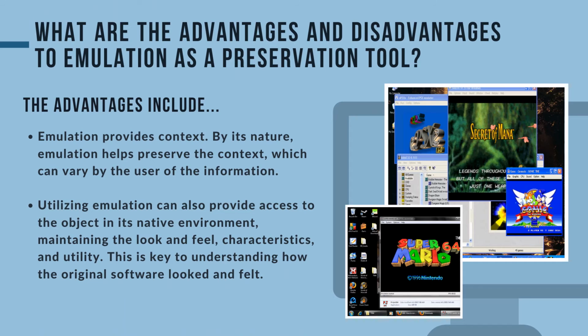Now that we know what emulation can be defined as, what are the current advantages and disadvantages to emulation as a preservation tool? First, the advantages. One advantage of emulation is providing context. By its nature, emulation helps preserve the context of an item, which can vary by the user of the information. Utilizing emulation can also often provide access to the object in its native environment, maintaining the look and feel, characteristics, and utility. This is key to understanding how the original software looked and felt.